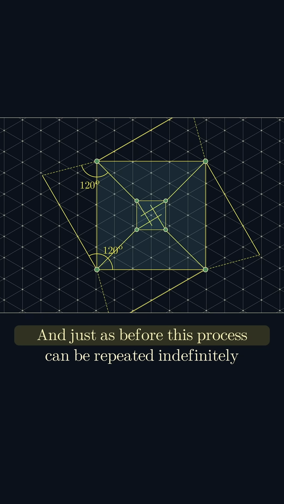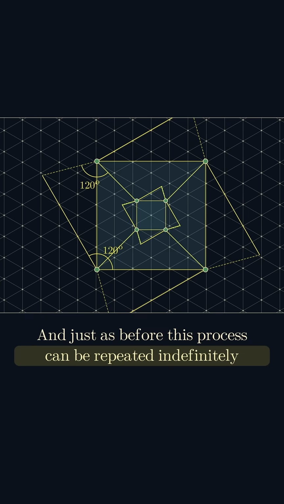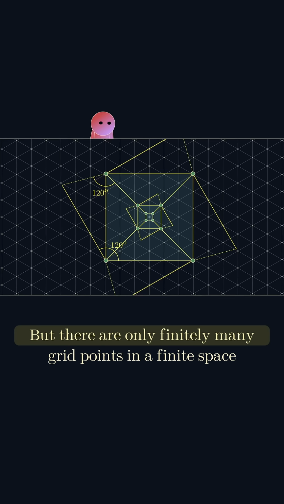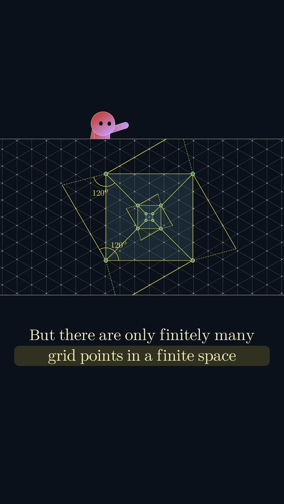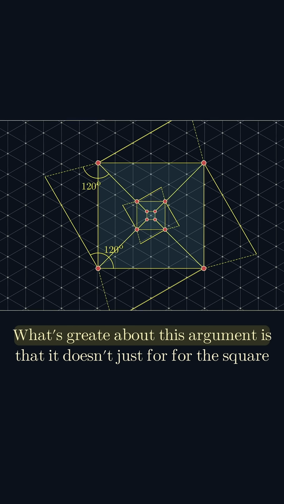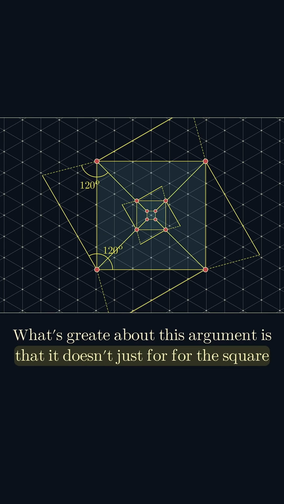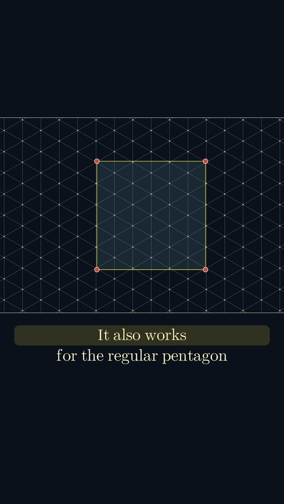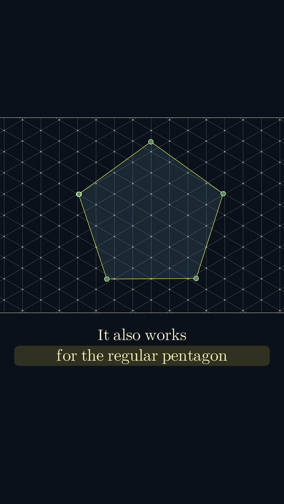And just as before, this process can be repeated indefinitely. But there are only finitely many grid points in a finite space, and we have our contradiction. What's great about this argument is that it doesn't just work for the square, it also works for the regular pentagon.